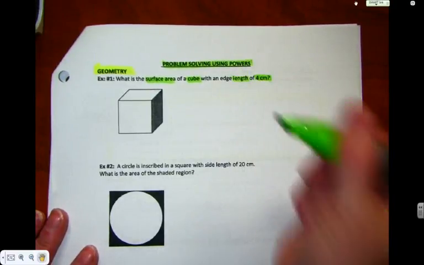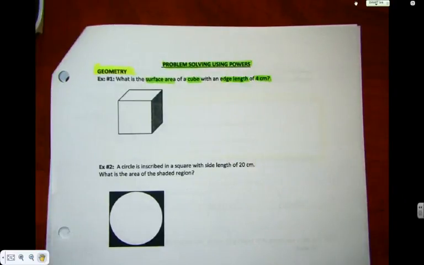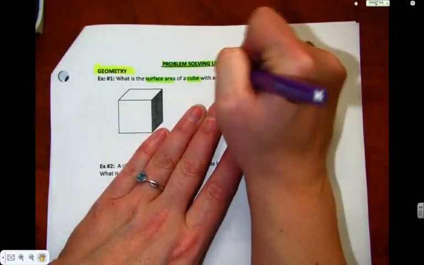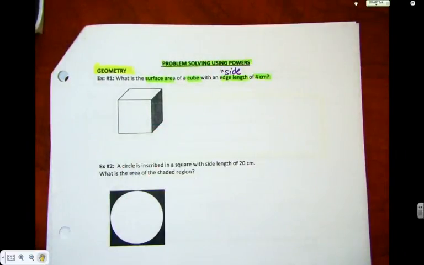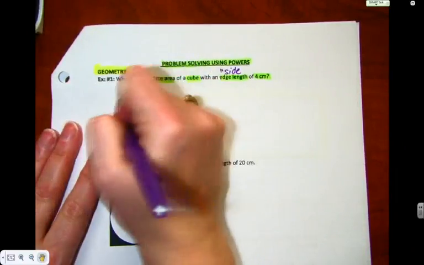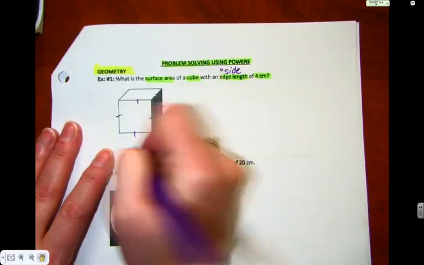Not just length, but edge length. What's another word for edge length? The side. Because it's a cube, what do you know about all the sides? They're equal, so all of these guys are the same. And it's 4.